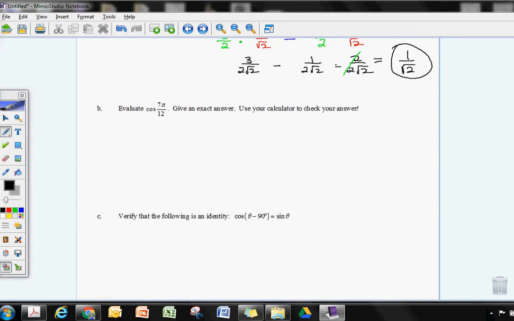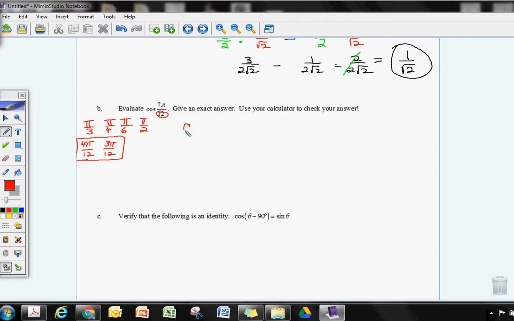So now I have cosine of 7 pi over 12. So in my head, I'm thinking, I know pi over 3, I know pi over 4, and I also know pi over 6, and just to make sure I know that pi is over 2. Now, I need this to be over 12. So in my head, I'm thinking, oh, this is 4 pi over 12. And this is 3 pi over 12. I don't have to go any further. Can you guys see that this would give me 7 pi over 12?